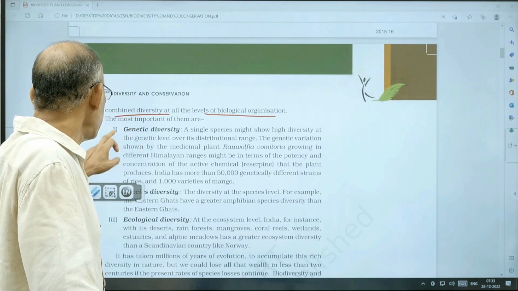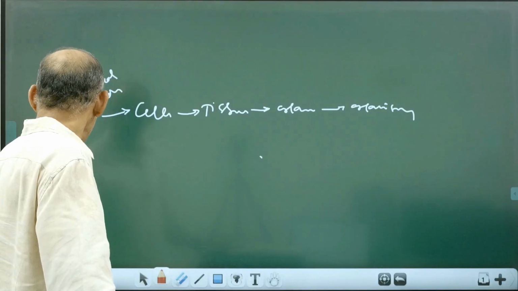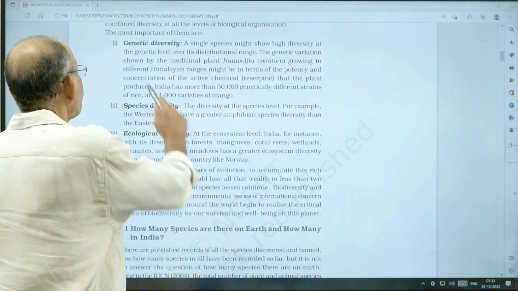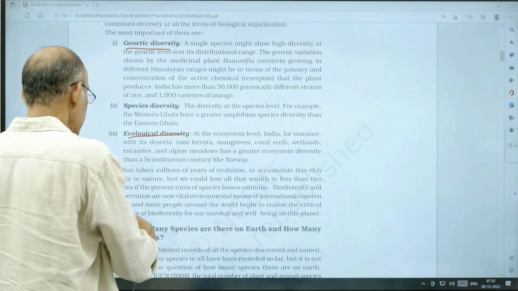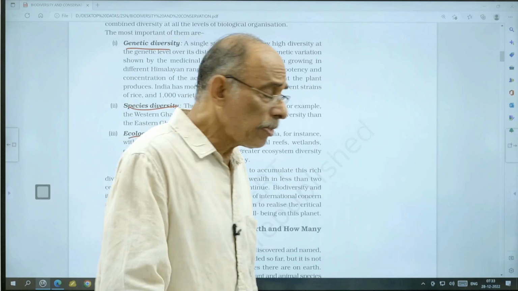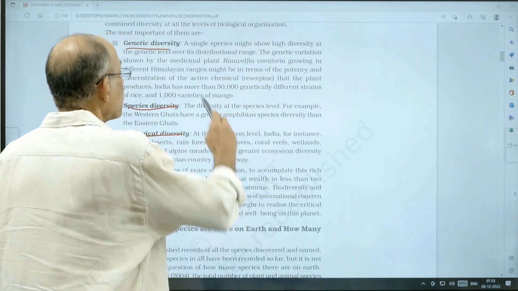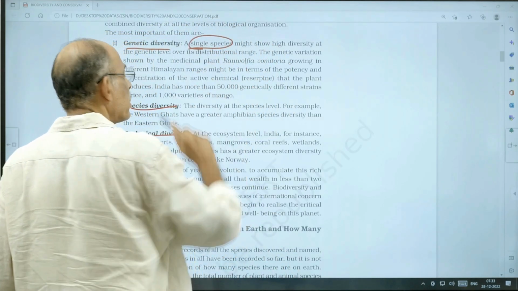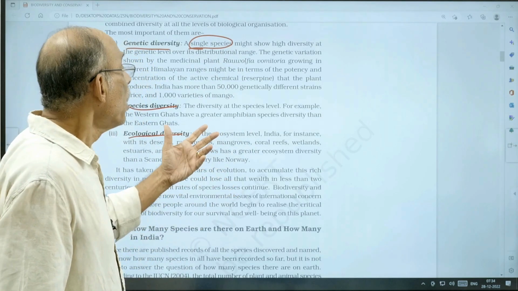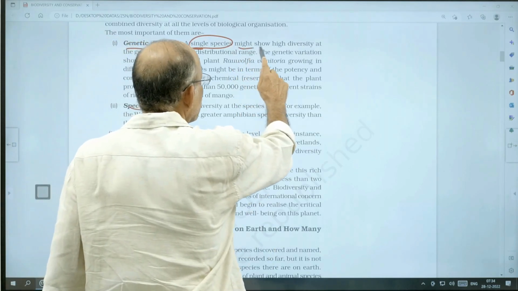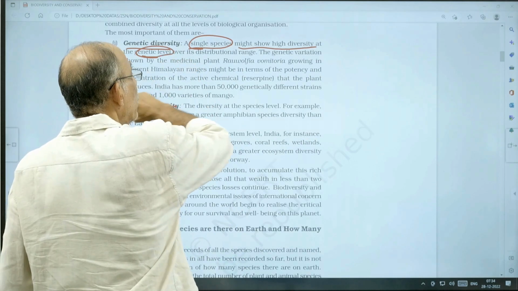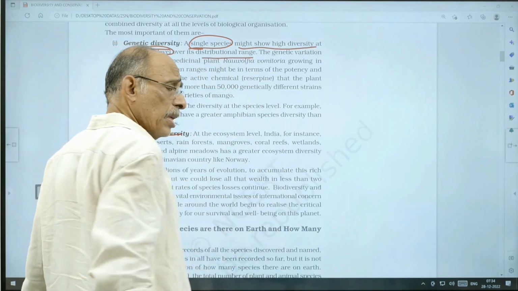And there are three types. Basically, there are three types of biodiversity. One is known as genetic diversity. Second is ecological diversity. And third is species diversity. What is meant by genetic diversity? It is the diversity within a single species, maybe within the different varieties of a single species, showing high diversity at a genetic level over its distributional range.